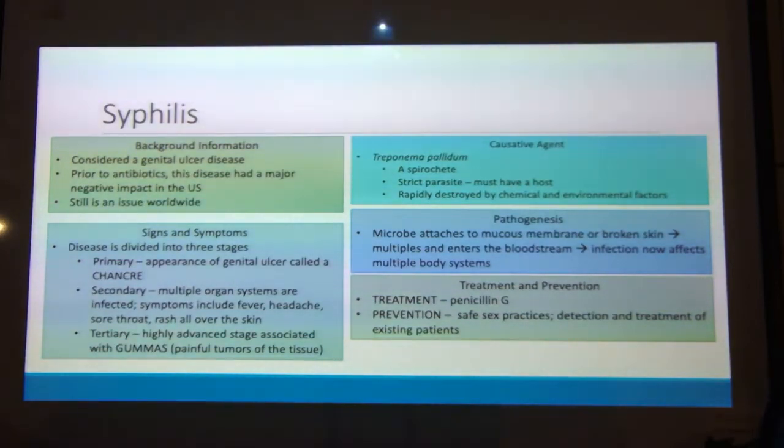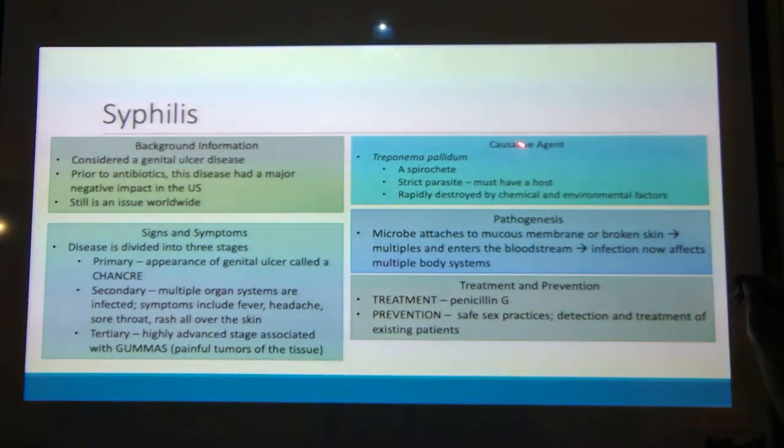The disease is divided into 3 phases: primary, secondary, and tertiary. Phase 1, 2, and 3. Primary, you see an appearance of a genital ulcer called a canker. Secondary, you've got multiple organ systems that are infected. Symptoms include things like fever, headache, sore throat, a rash all over the skin. The tertiary stage is the highly advanced stage, and it's associated with gummas. These are going to be painful tumors of the tissue.